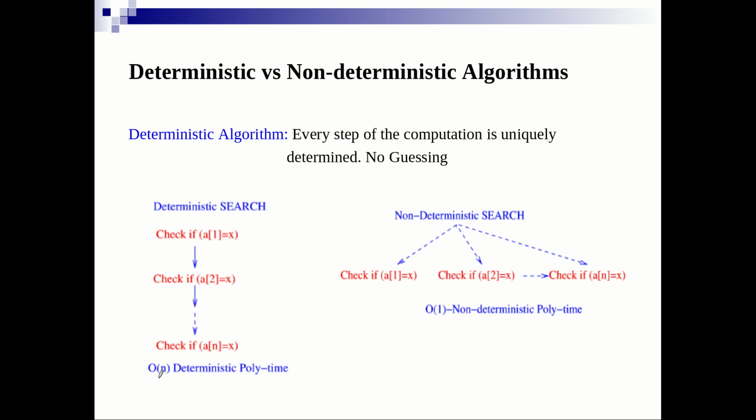Here it is order of n deterministic polynomial time algorithm, where here it is just order of 1. So both are polynomial only, whether it is order of n or order of 1, but here it is deterministic, here it is non-deterministic, and always this constant time is much smaller compared to the linear time like order of n, so that you know.